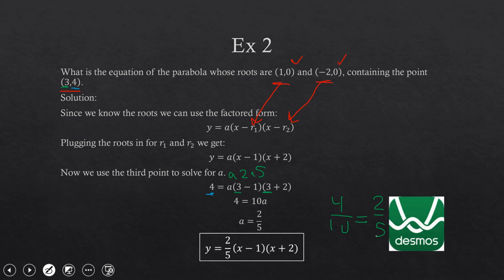And so there's our final equation. We know a, we know one of the roots, we know the other root, and so we've got all the information we need for this equation. y equals 2 over 5 times x minus 1 times x plus 2. And let's go ahead and check our work. We want to plug this equation into Desmos and then see if these 3 points are actually on it. So let's just check that real quick.